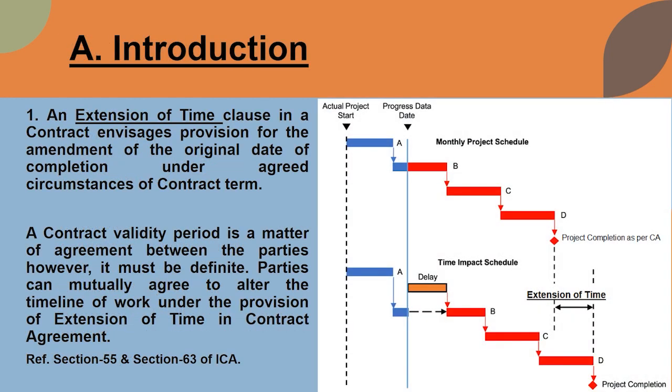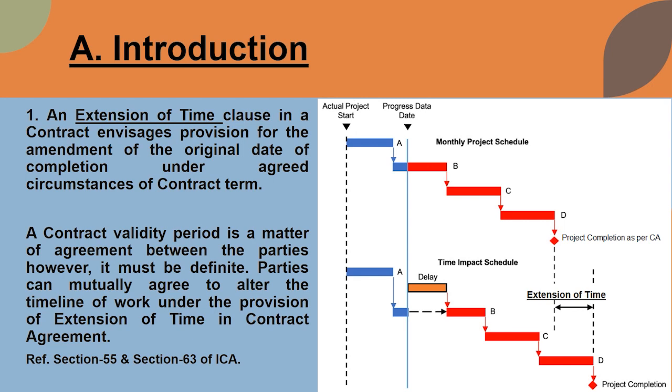What is extension of time? An extension of time clause in a contract envisages provision for the amendment of the original date of completion under agreed circumstances of contract term. A contract's validity is a matter of agreement between the parties. However, it must be definite. Parties can mutually agree to alter the timeline of the contract under the provision of extension of time in the contract agreement.